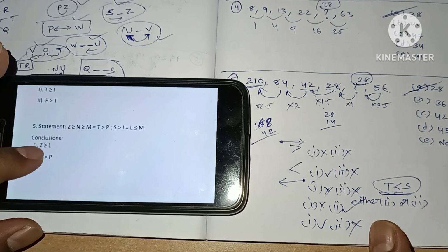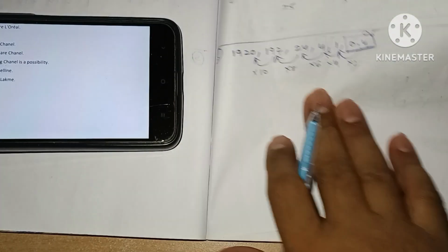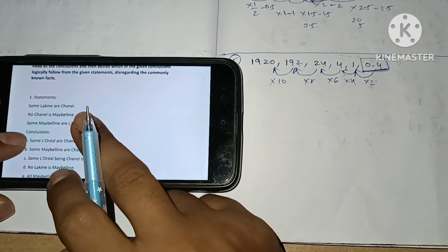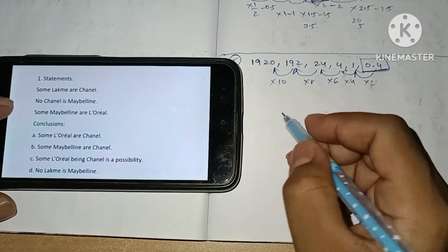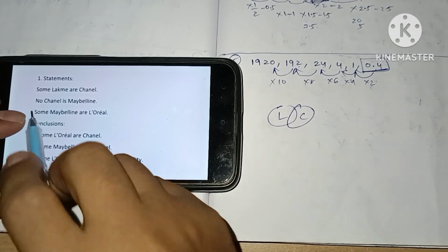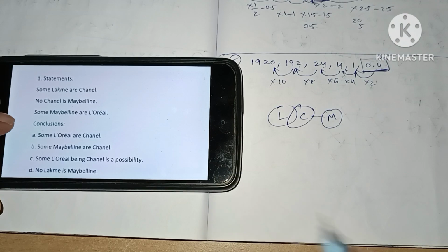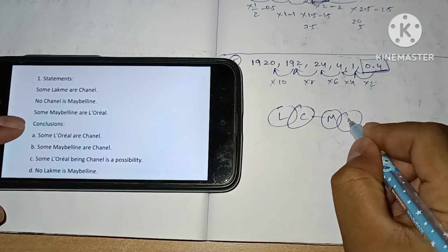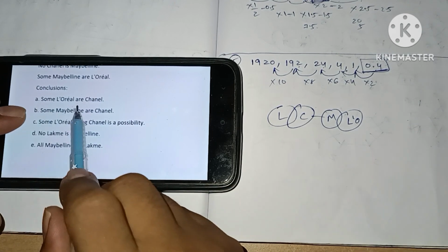Now we are going to see syllogisms. Syllogisms, first question. Some Lakme are channel. No channel is Mayabelli. Some Mayabelli are L'Oreal. Let's see conclusions. Some L'Oreal are channel.